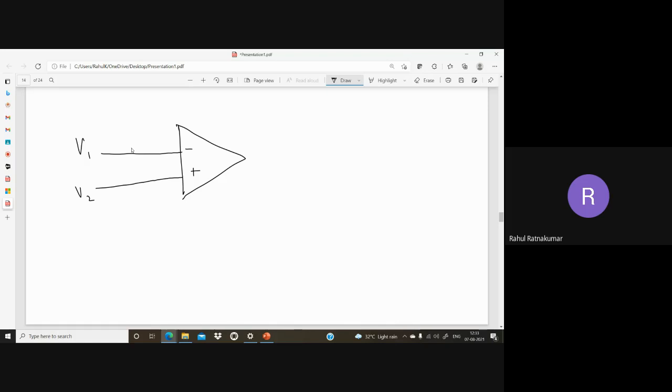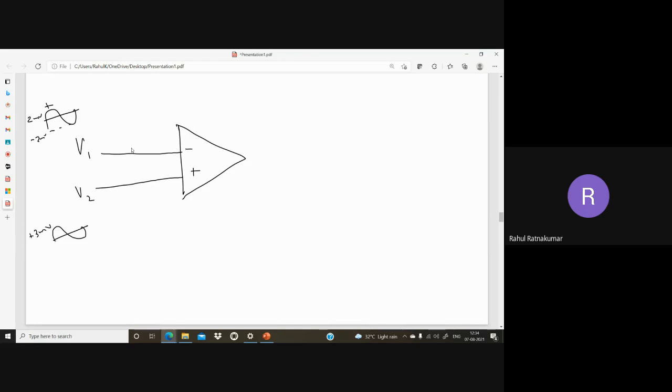Now I give V1, say a sine wave, a slight small voltage, plus 2 millivolt and minus 2 millivolt. For V2 I'm also giving a slight voltage, maybe plus 3 millivolt and minus 3 millivolt. These are my waveforms with respect to time.